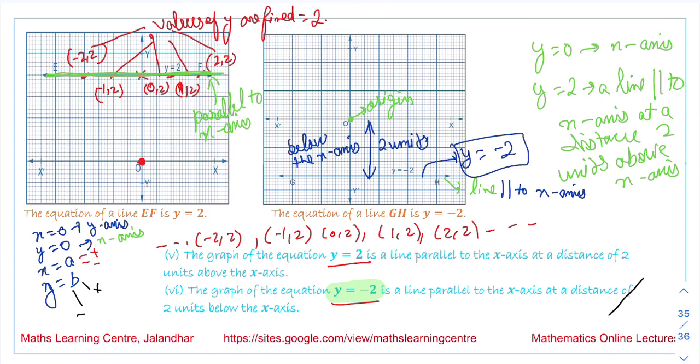When we are saying x is equal to a, it is a line parallel to the y-axis. If a is positive, it is on the right side of the origin, and if it is negative, it is on the left side of the origin at a distance of a units from the y-axis. Similarly, y is equal to b is a line parallel to the x-axis at a distance of b units from the origin, and the direction is, if b is positive it is above the x-axis and if b is negative it is below the x-axis.